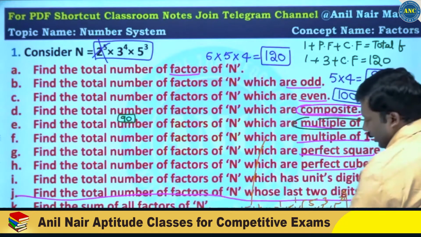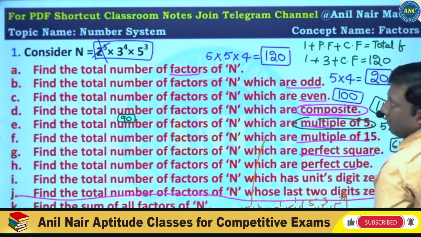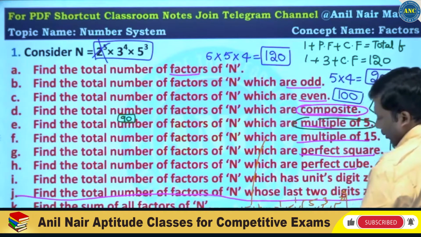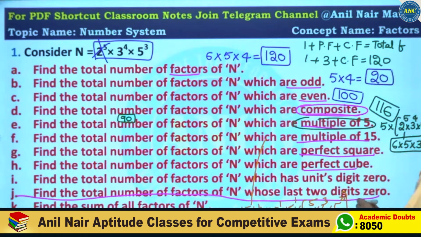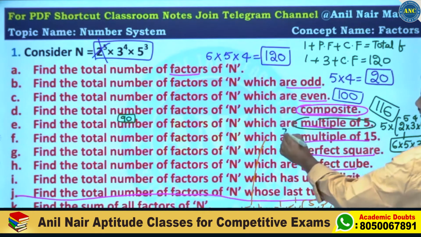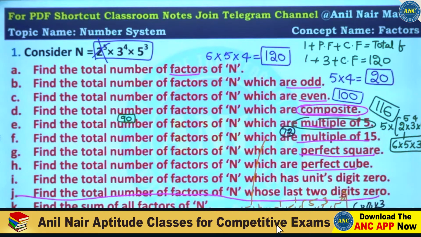15 is 3 into 5. 3 is taken out, remaining it is 3 power 3. 5 is taken out, remaining it is 5 square. Here 2 power 5. So what will be the answer? 6 into 4 into 3. 24 3s are 72. Factors which are multiples of 15 are 72.